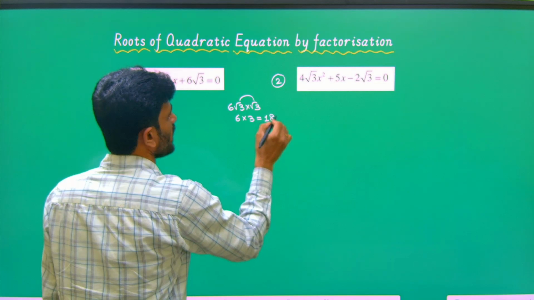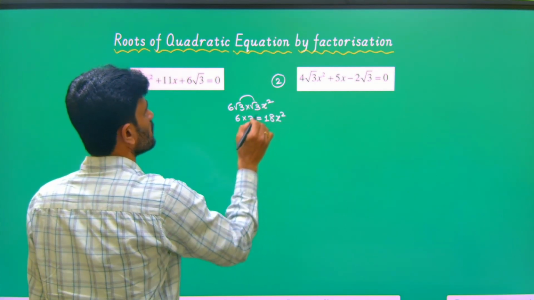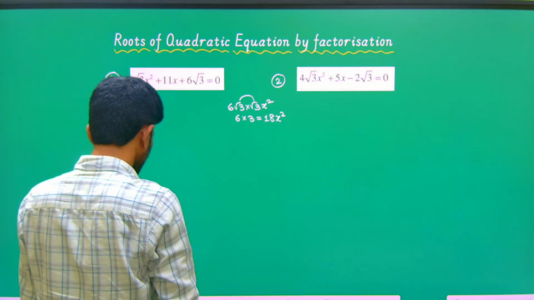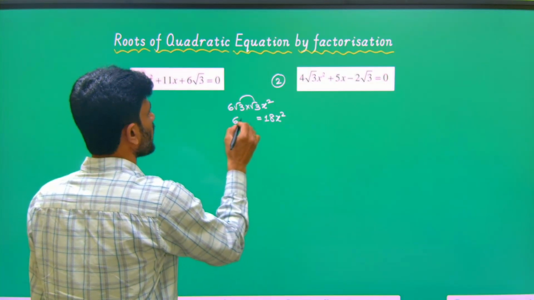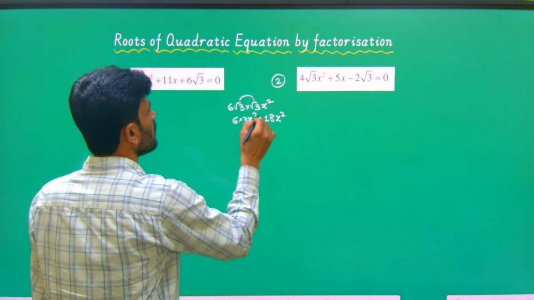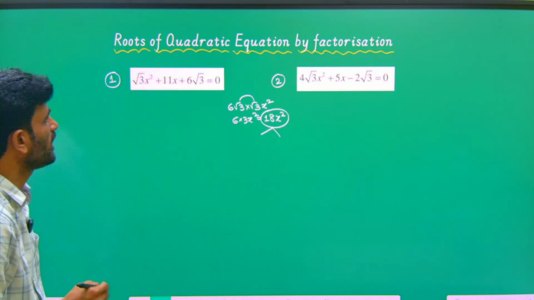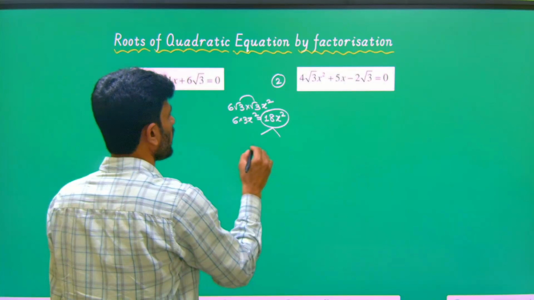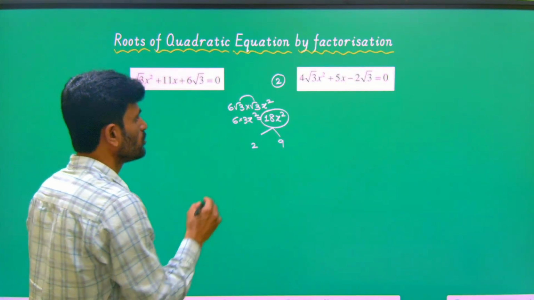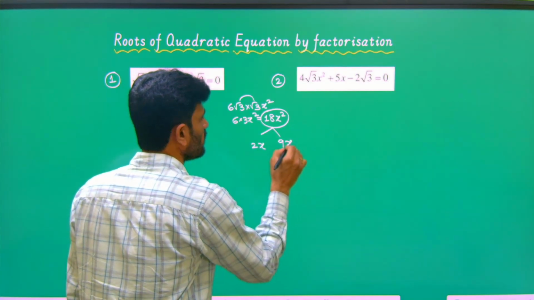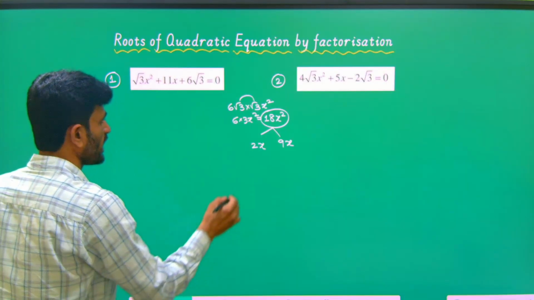So our product will be 18x square, because here we have root 3 x square. So we got the product as 18x square. We have to take the factors of 18x square such that we get 11x. What are the factors of 18? 2 and 9, where 2 plus 9 is 11. So we can write 2x and 9x, and we have to split this 11x as 2x and 9x.